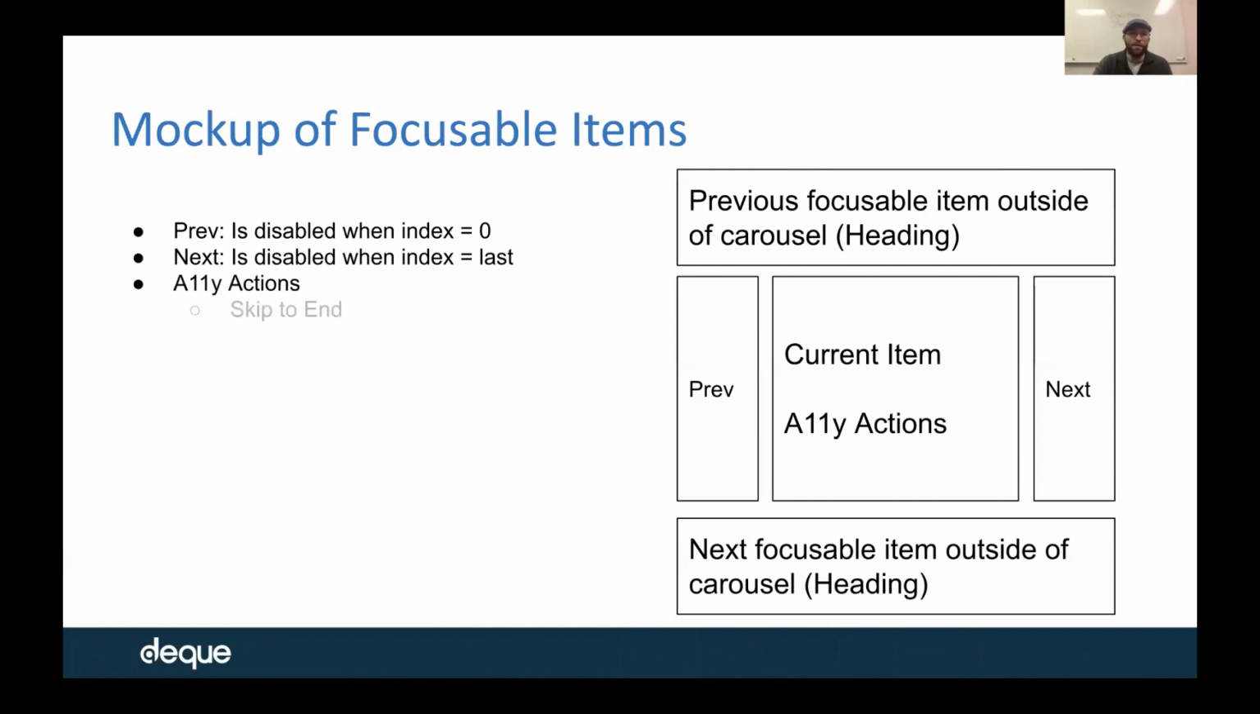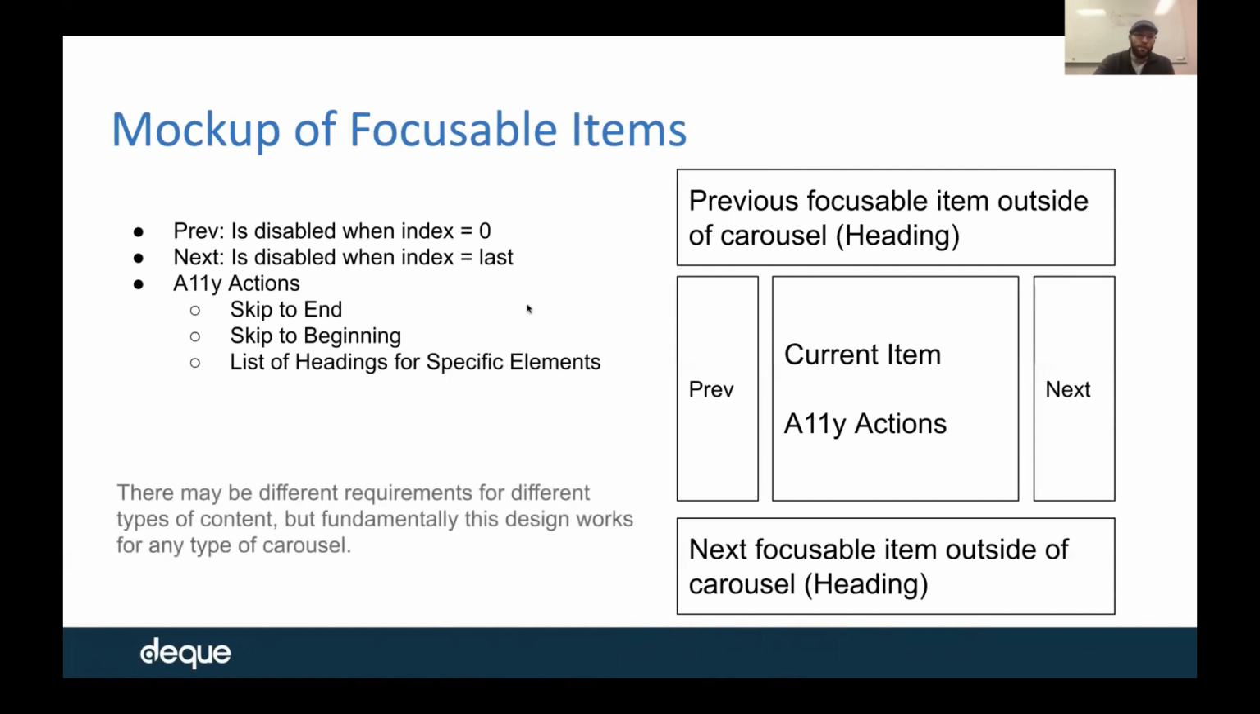And then these are just notes here. You know, the previous is disabled when the index is 0. Next is disabled when the index is last. There's some accessibility options. Skip to the end, skip to the beginning, list headings for the specific elements, list the names of the people, right? If there are different things that you can do on those names, maybe we have a list of all of the names that you can go visit. And there's all sorts of things you can do to make this really, really powerful.